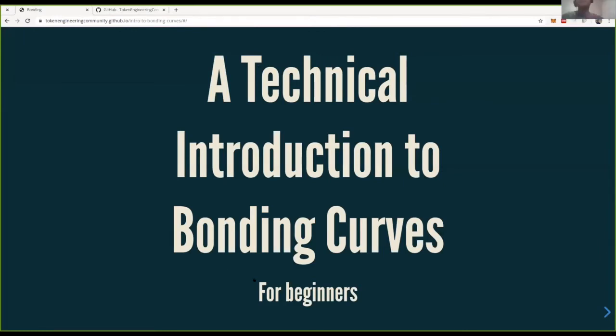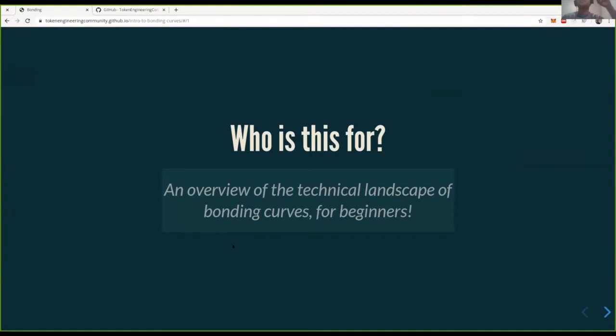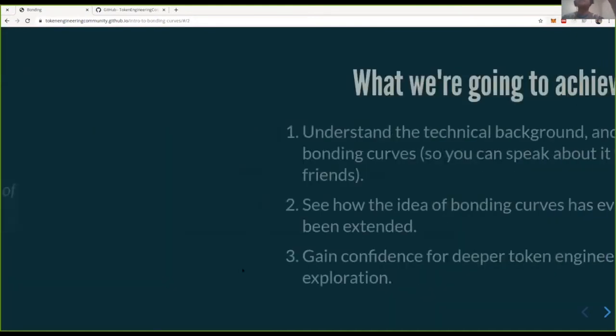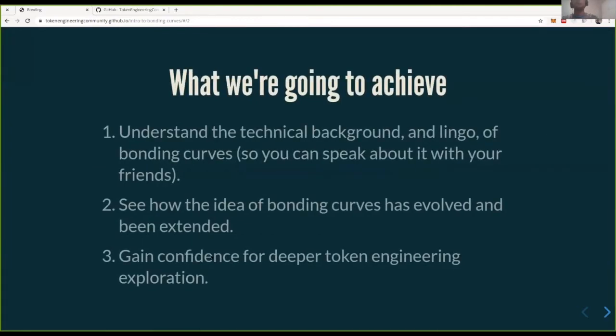Okay, I'm going to be giving a technical introduction to bonding curves, specifically for beginners. This is to give you a basic overview of the landscape of bonding curves. A few of the goals I'd like to achieve is that by the end of this, you'll be able to speak to your friends about bonding curves. You'll understand a bit of the lingo involved. You'll get an idea of how bonding curves have evolved and been extended upon, and also gain confidence generally in token engineering and being able to explore the space a little bit deeper.